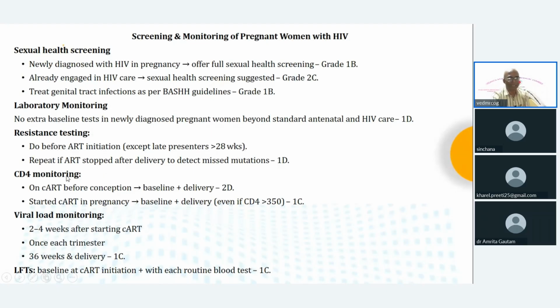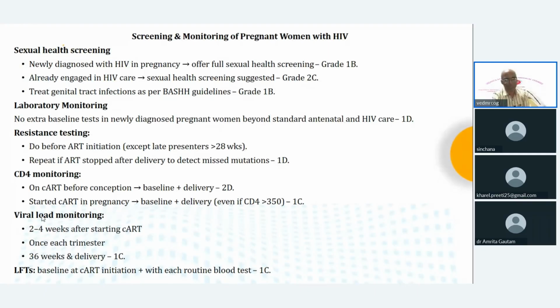Then CD4 monitoring. How many times will you do it? If she is on cART before conception, she is already a known case of HIV and she becomes pregnant, you do it at baseline and delivery, two times. And even if ART is started during the pregnancy, you also have to do it two times, baseline and delivery, even if the CD4 count is quite good.